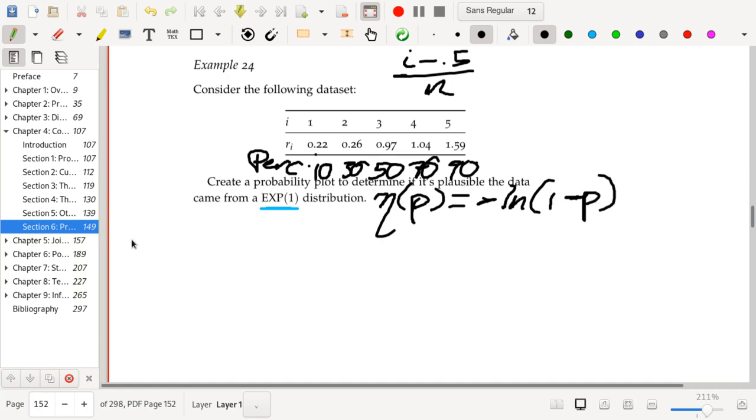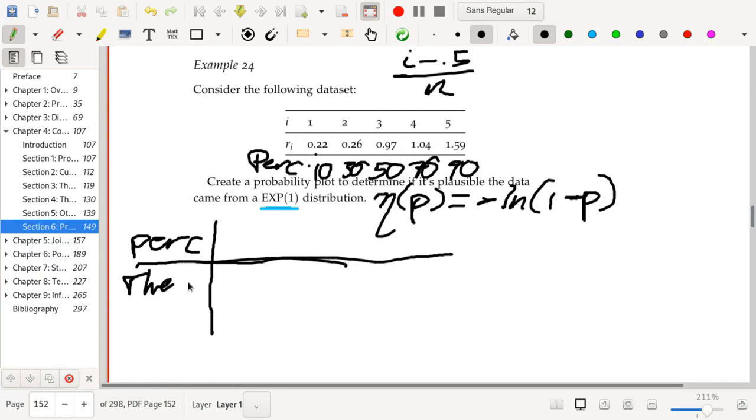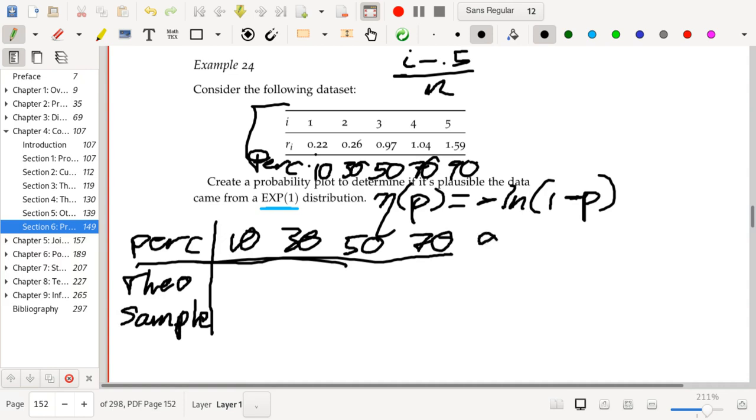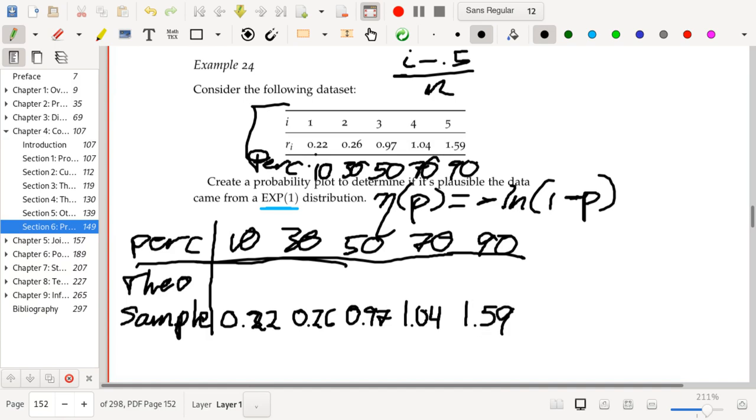So here we're going to make another table containing the percentile as our header column, and then the theoretical percentile and the sample percentile. We're basically recreating the table that we have here. So we got 10, 30, 50, 70, and 90. We can rewrite the sample percentiles: 0.22, 0.26, 0.97, 1.04, and 1.59. Those are just our sample percentiles that we're writing down again.